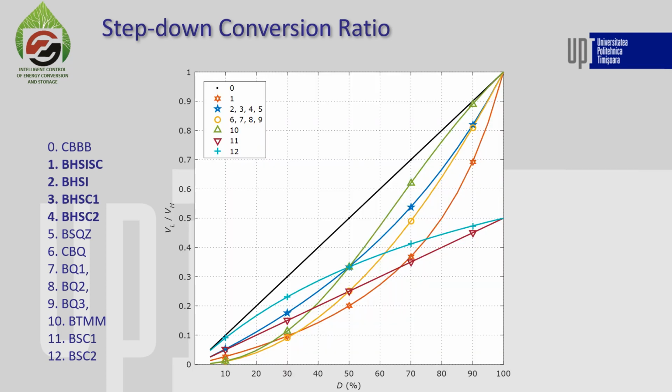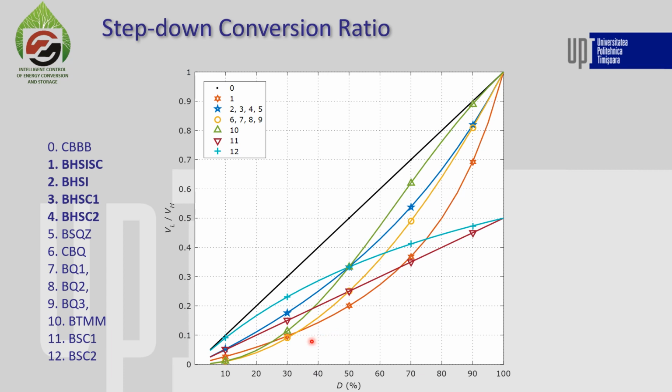So here on the graph we have the step-down conversion ratio. With the black line we have the conventional buck-boost converter, which let's say has the worst step-down conversion ratio, because all of the rest of the converters have a lower conversion ratio, which is desired in the buck operation mode.